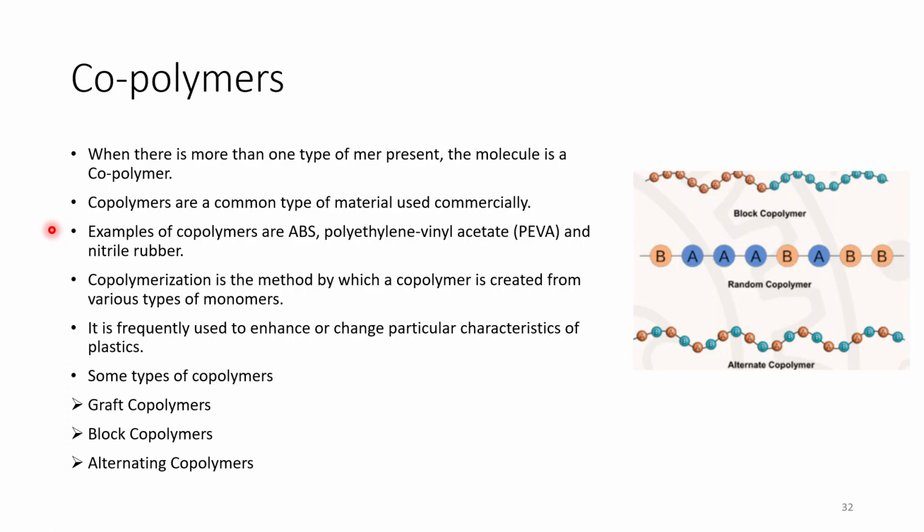Next, copolymerization is the method by which a copolymer is created from various types of monomers. It is frequently used to change a particular characteristic of plastics. So you will get the characteristics of two types of polymers in one polymer.